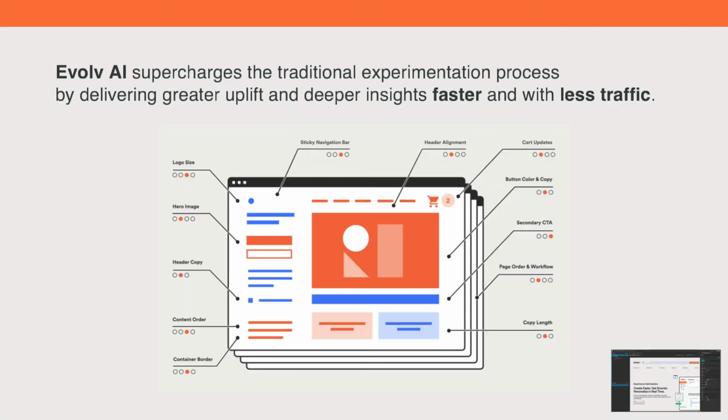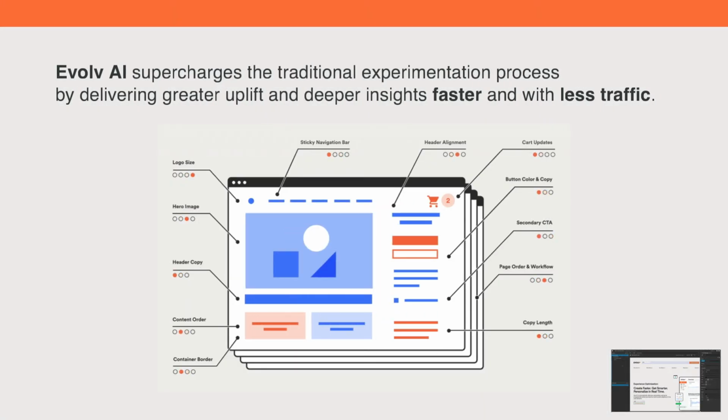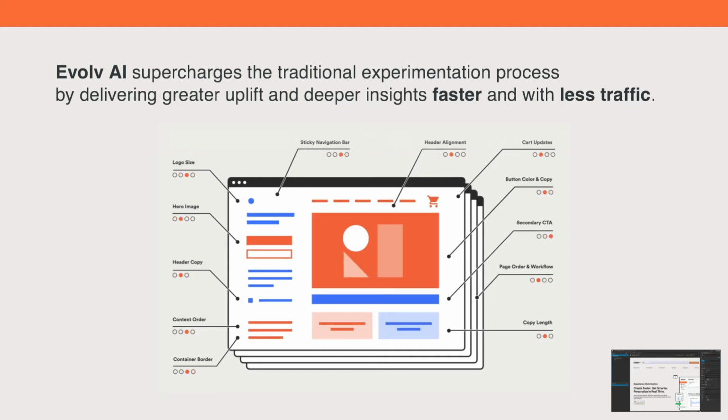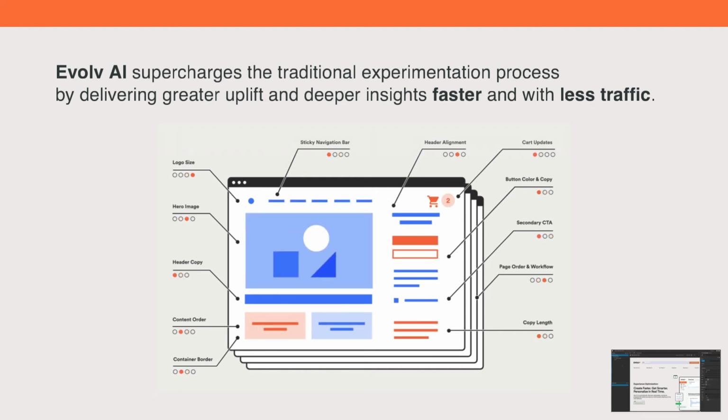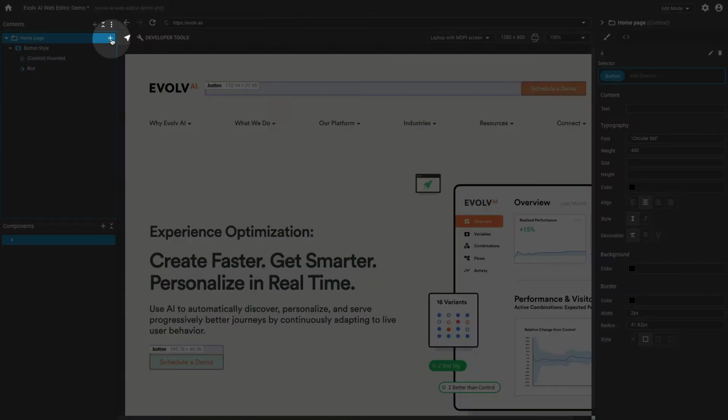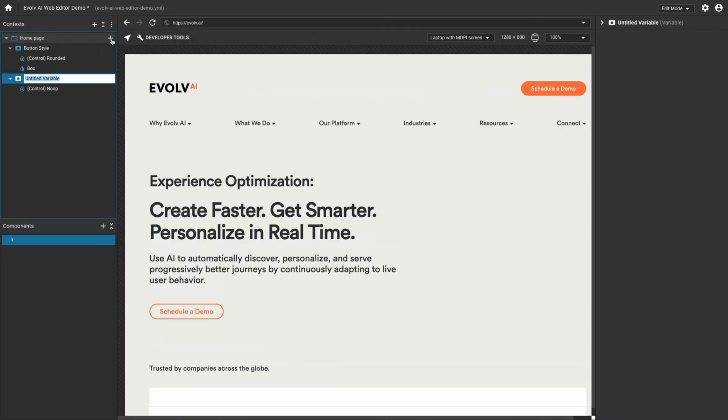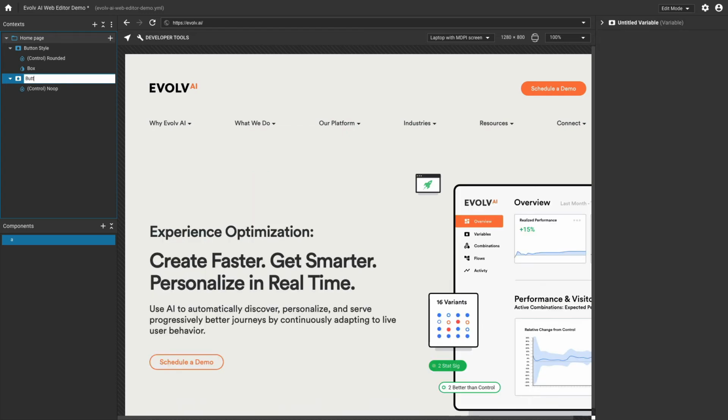The power of Evolv AI comes from its ability to test lots of ideas quickly and with less traffic compared to traditional A/B testing. To take full advantage of this, you can include more experiments and ideas in the same project without needing to test everything separately. I'll add another variable to try and enhance the CTA buttons further. I'll call this one button icon. I plan to add an icon next to the button text to make it more appealing. I'll add a new variant and name it Ferris wheel.